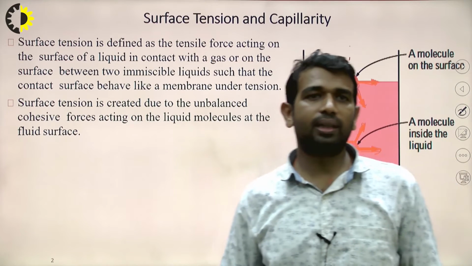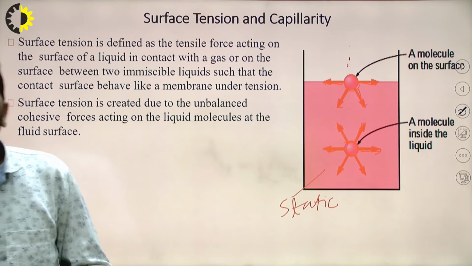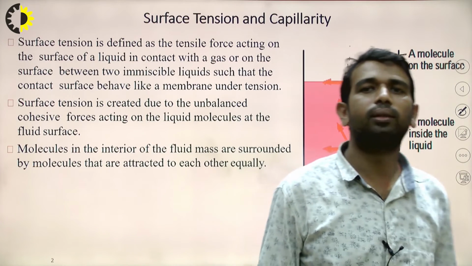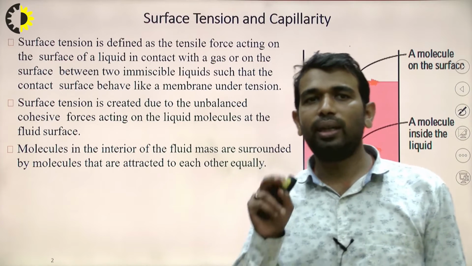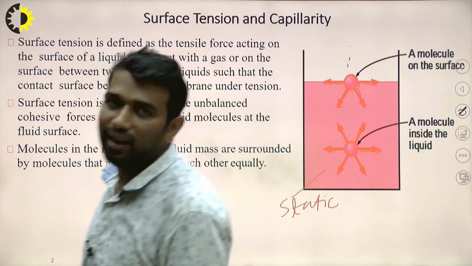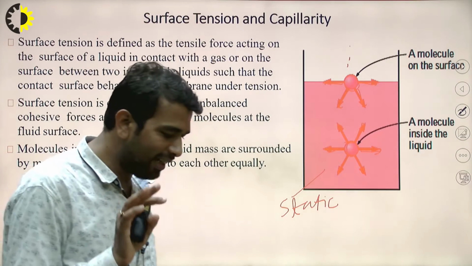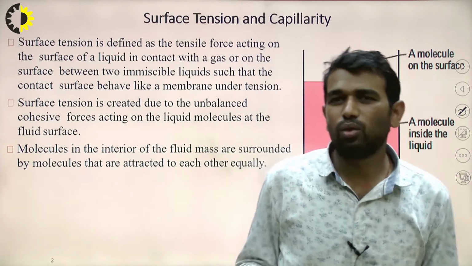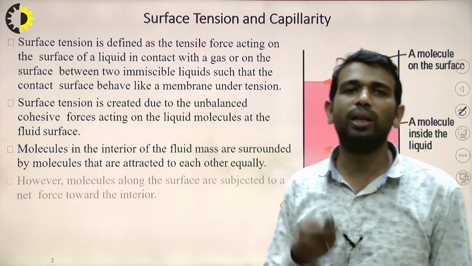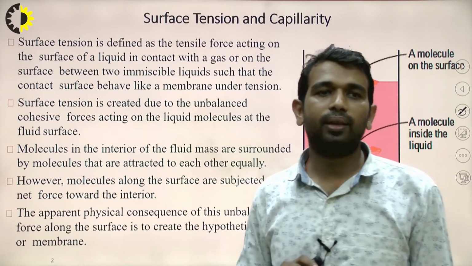So, surface tension is created due to the unbalanced cohesive forces acting on the liquid molecules at the fluid surface. These things we have already seen. Molecules in the interior of the fluid mass are surrounded by molecules that attract each other equally. So if you choose any molecule inside the container, there is no unbalanced force, so the effect called surface tension does not happen. We have understood all this in the case of surface tension.